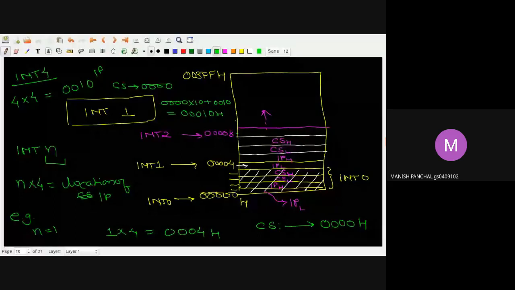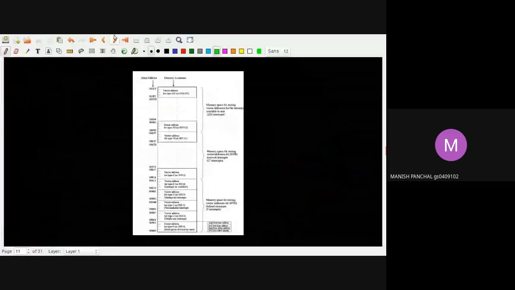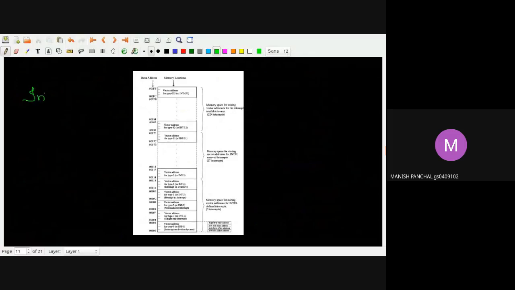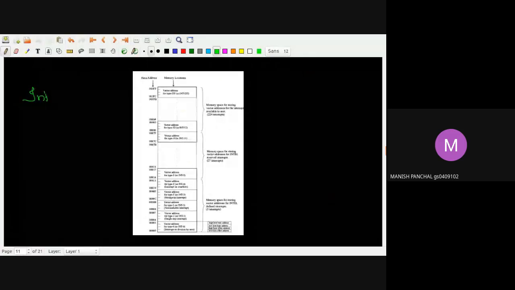Okay, so can you confirm that this table is visible to all of you? This is called the interrupt vector table. If I directly show this interrupt vector table, then definitely you will be confused. But before this, we have done a lot of exercises to see the concept.